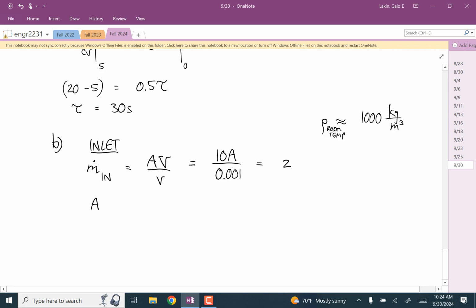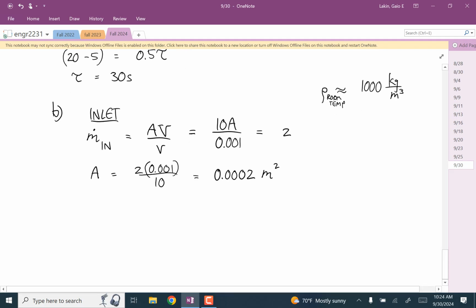And so the area is equal to 2 times 0.001 divided by 10. And so that area is 0.0002 meters squared. Is that as small as it seems? Well, not really. Let's calculate, so imagine it being a square. The square root of 0.0002 is 0.014. So if that was a square, the side lengths would be 1.4 centimeters. So no, it's not tiny.